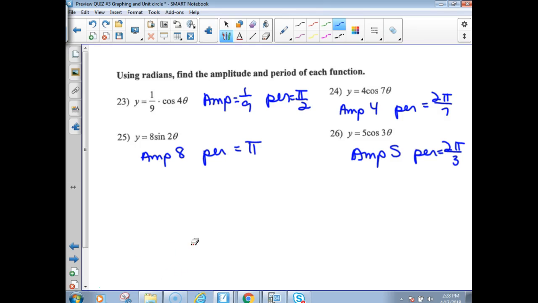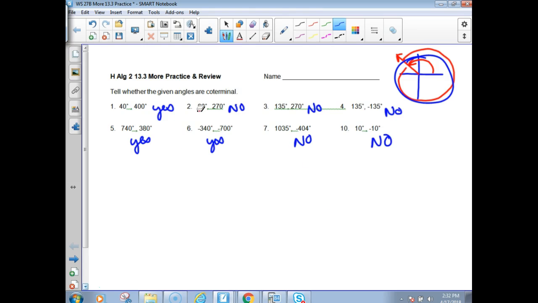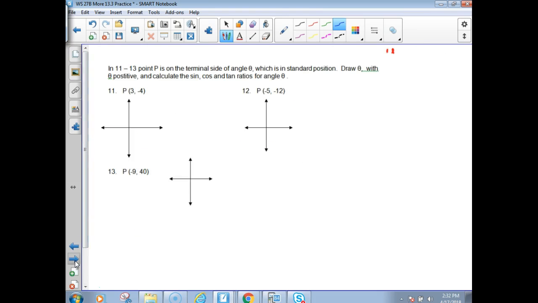I'm going to pause a moment and open up worksheet 27B. Okay, we went through these already and decided whether they were coterminal or not. Remember, you just add or subtract 360 to find out if they terminate in the same place. So that's all we did. Those are the answers for 1 through 10. So if you were watching the video, you would know the answers. There you go. Boom. All right, what about this stuff?